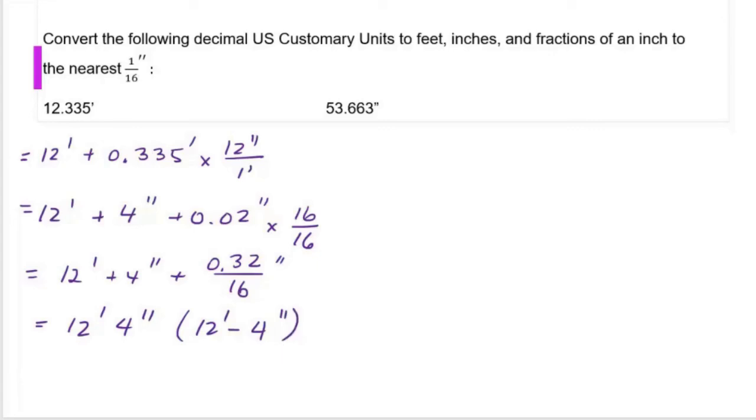And finally, we're asked to convert 53.663 inches to feet, inches, and fractions of an inch. The easiest way, if not the shortest, to do this is to take this measurement in inches and convert it first to feet. So we'll take 53.663 inches and multiply that by 1 foot divided by 12 inches. So we'll take 53.663 and divide it by 12. That gives us 4.4719 feet.